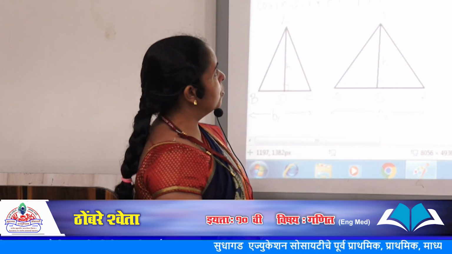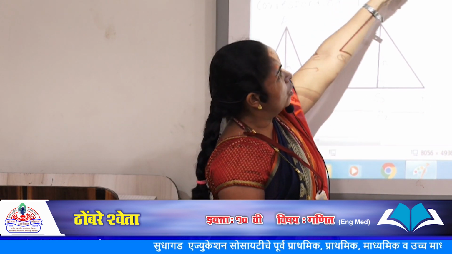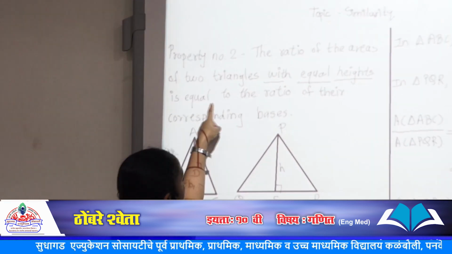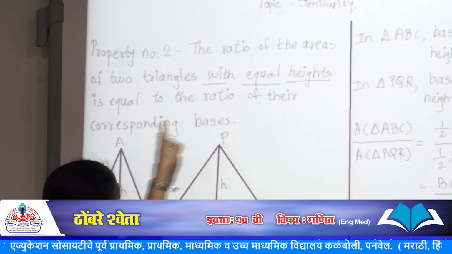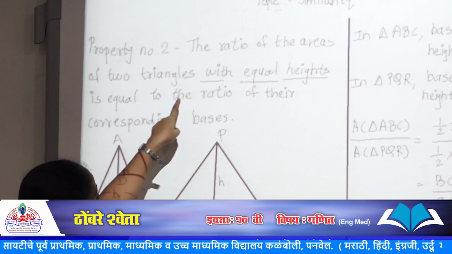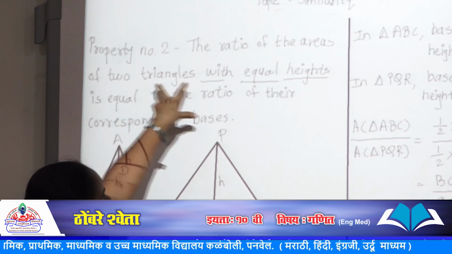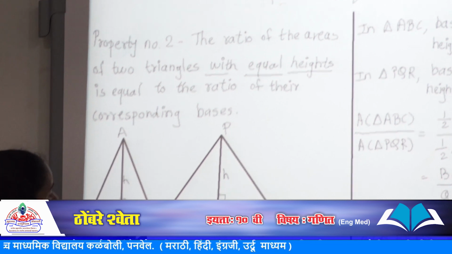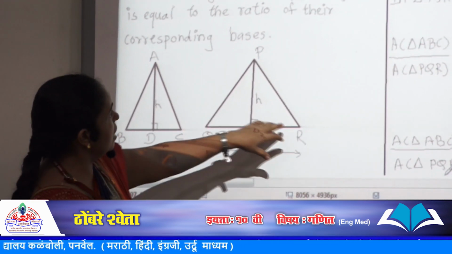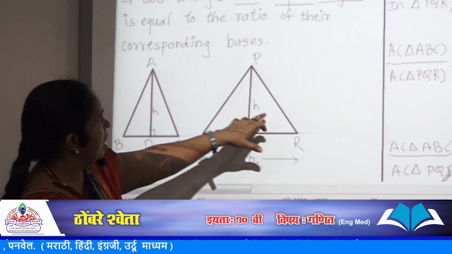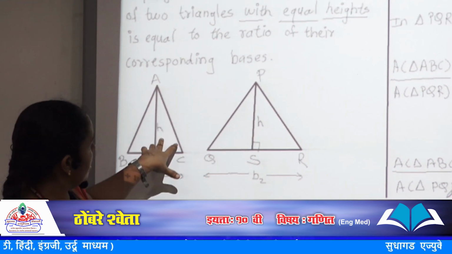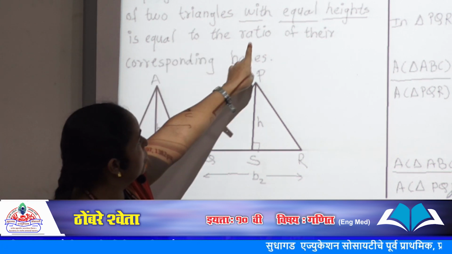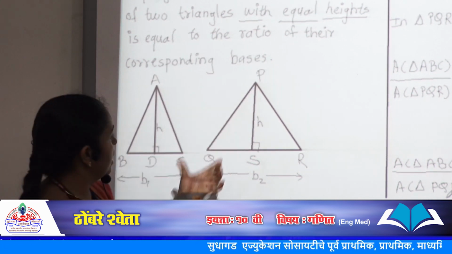Now let us start with property number 2. What is property number 2 given here? The ratio of the areas of two triangles with equal heights is equal to the ratio of their corresponding bases. Now here we have two triangles with equal heights. So here we draw two triangles. First is triangle ABC, another is triangle PQR. Both the triangles have equal height. If the triangles have equal height, then the ratio of their areas is equal to the ratio of their corresponding bases.